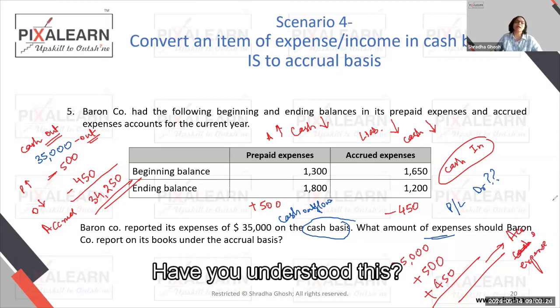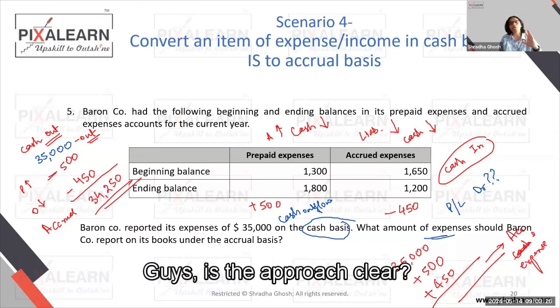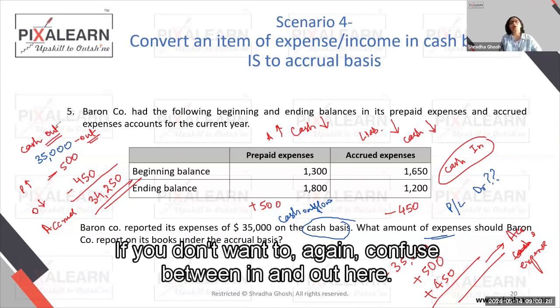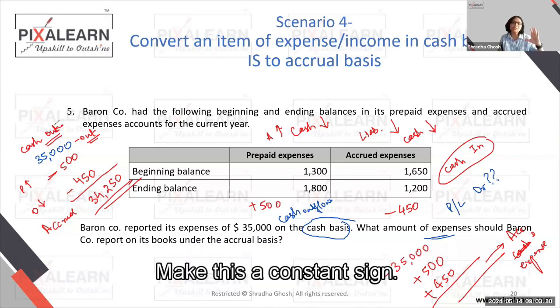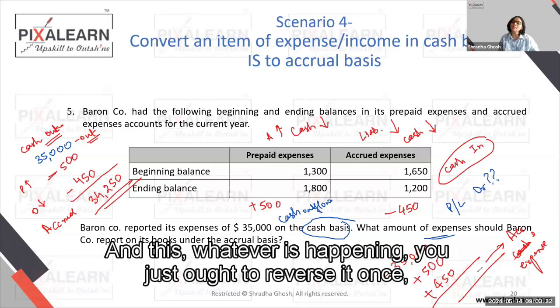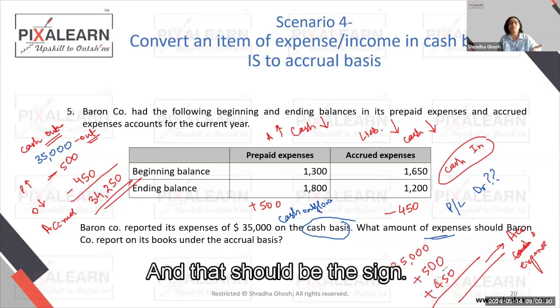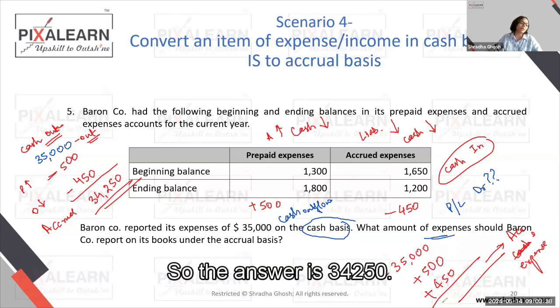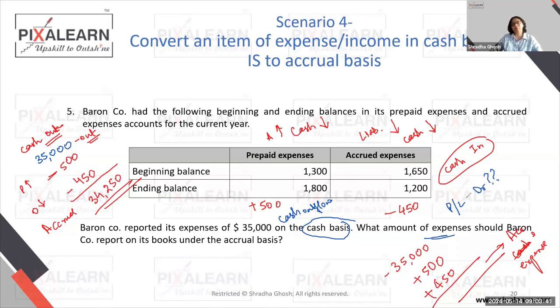Have you understood this, guys? Is the approach clear? If you don't want to again confuse between in and out here, make this a constant sign, and whatever is happening, you just have to reverse it once depending on what you're doing, and that should be the sign now. So the answer is 34,250. Is this clear? Is the approach clear?